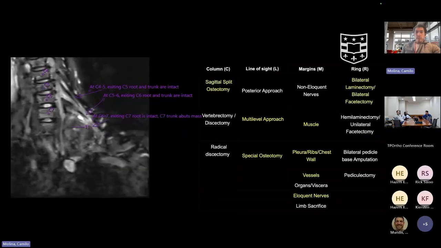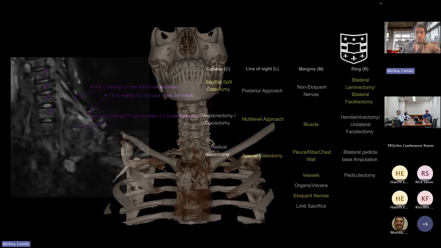Here's the model. Here's what we ultimately planned: the sagittal split osteotomy with multi-level approach, posterior and anterior. We did a special osteotomy to get access to the upper thoracic spine that was behind the clavicle and the manubrium. Had to sacrifice muscle, pleura, subclavian artery, subclavian vein that were bypassed, some eloquent nerves that were involved with the brachial plexus. But thankfully, the ring was not too complex, as we could completely skeletonize her spinal cord and nerves from the back without getting into the tumor.